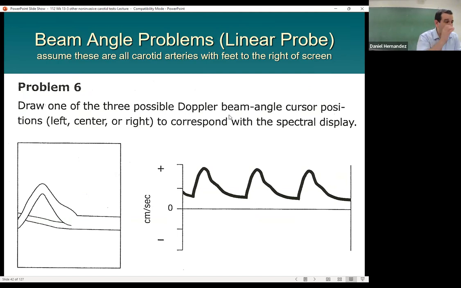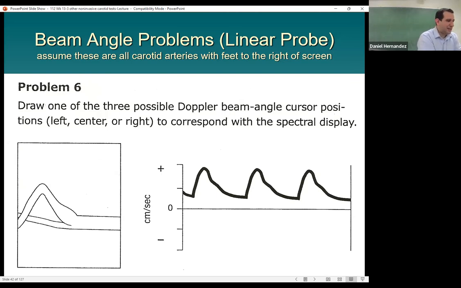Draw one of three possible Doppler beam angle cursor positions, center, right, or left, to correspond with the spectral tracing. There we've got an ICA vessel. That's kind of tortuous, goes up, comes down. So if we want our ultrasound beam angled to the right or to the left, or to the center, we can put it in three different locations to get this spectral tracing.